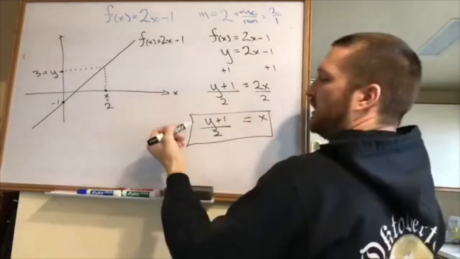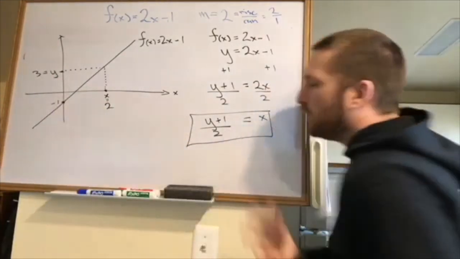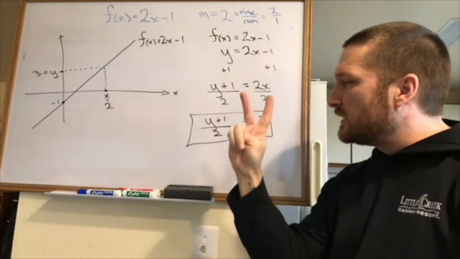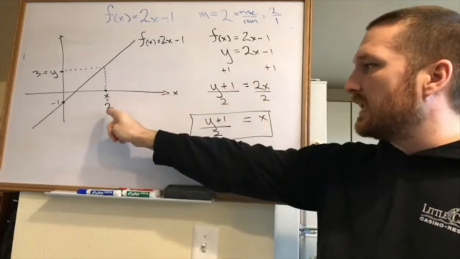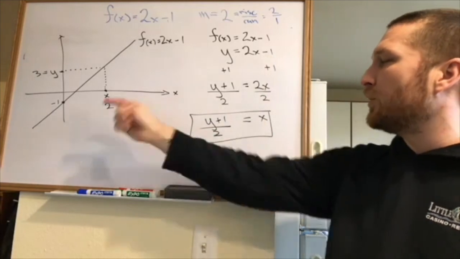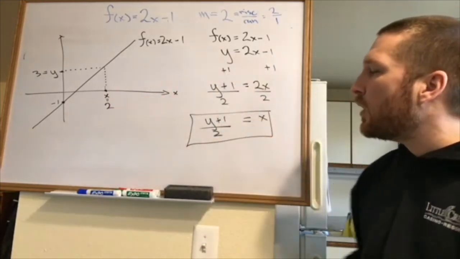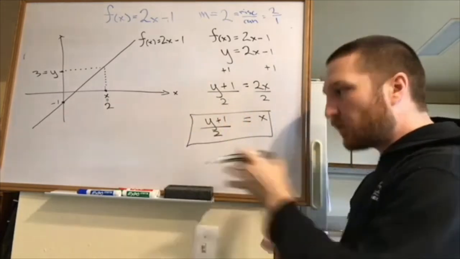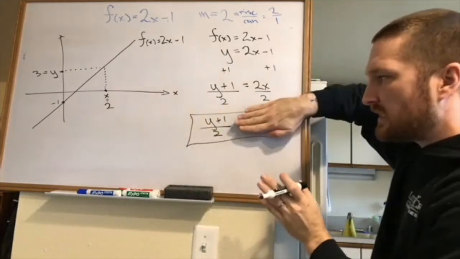And let's check. 3 is an output. 3 plus 1 is 4. Divided by 2 is 2. And indeed, we get our original input back. So what we do is say this is a function. It's a function in and of itself.